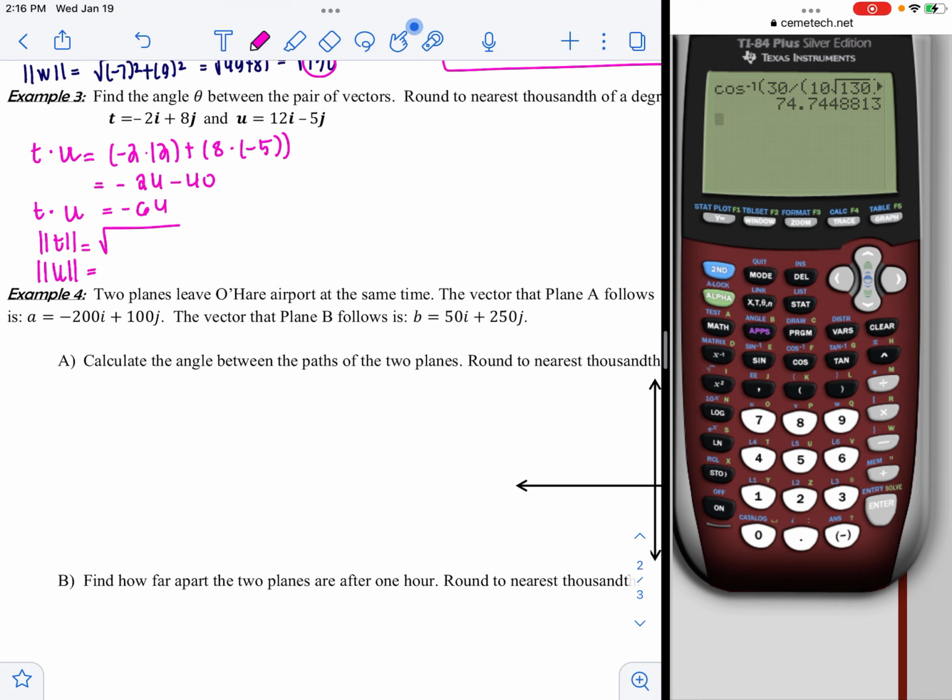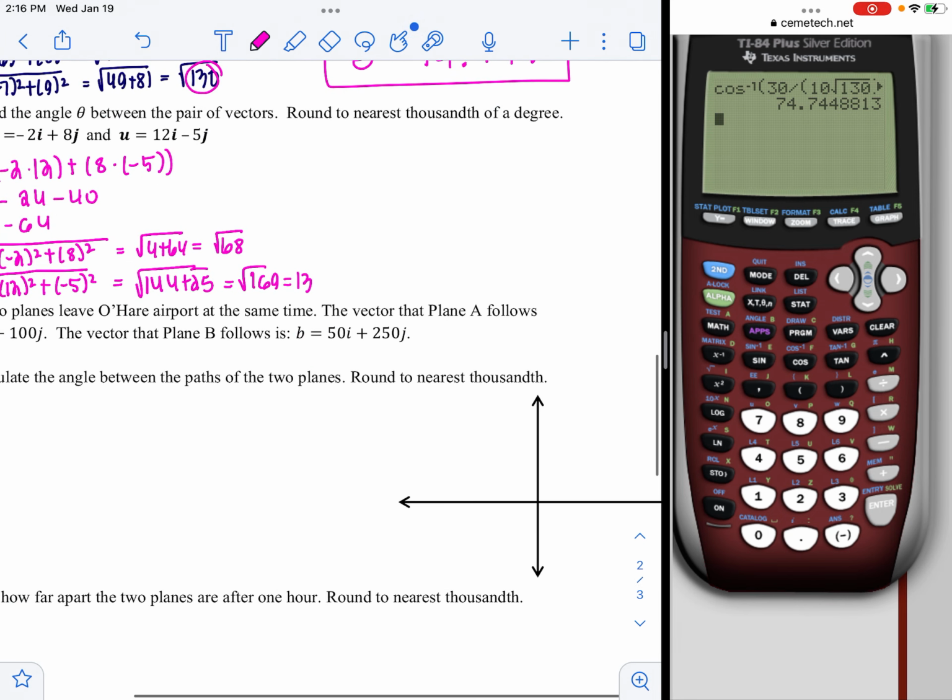All right, now I need the magnitude of t and the magnitude of u. Square root of negative 2 squared plus 8 squared, square root of 4 plus 64, which is root 68. And that's a decimal, so I'm just going to leave it. And then for u, square root of 12 squared plus negative 5 squared. Looking at this, I go, oh, one side is 5, one side is 12. The hypotenuse, which is what you're finding, has to be 13. So I could jump to just writing 13 down. But just to prove it to you, 144 plus 25 is 169, which is 13.